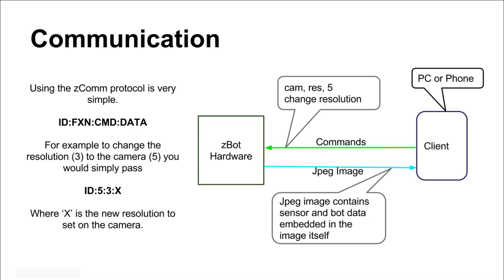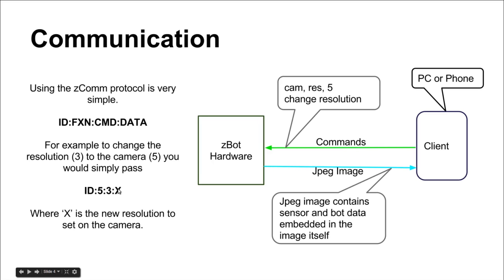The communication with the zBot is very simple. We use our own protocol, which is called the zCom protocol, and basically all it is the identifier, the function or module that you want to interface, the command you want to send to it, and then the new data. For example, if you wanted to change the resolution of the camera, you could just pass 5.3 and then the resolution that you wanted to send.